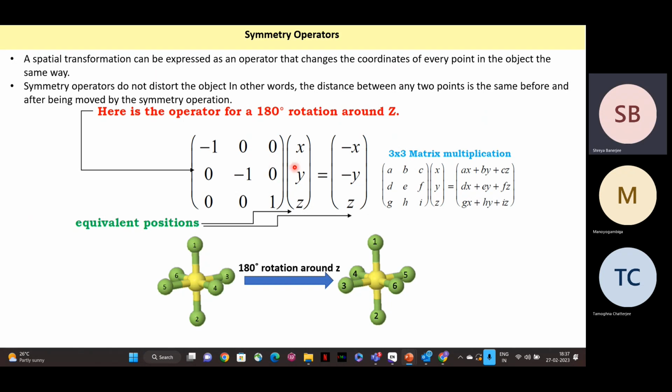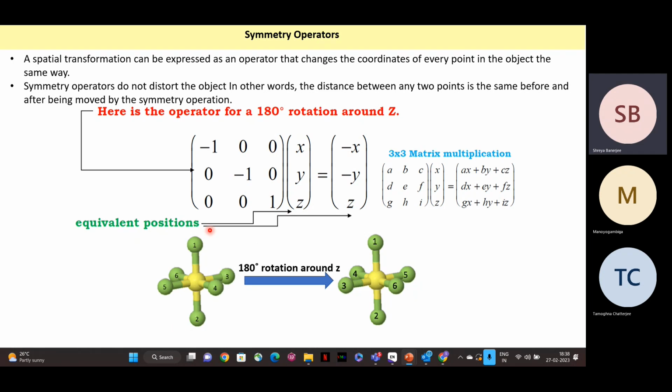Yes, so I was talking about symmetry operators. Basically, suppose you have this molecule and you make it undergo a 180-degree rotation along an axis passing through this line. Then what will happen? Atom 3 will come here at the position of 5. 3 and 5 will change positions, and 4 and 6 will change positions.